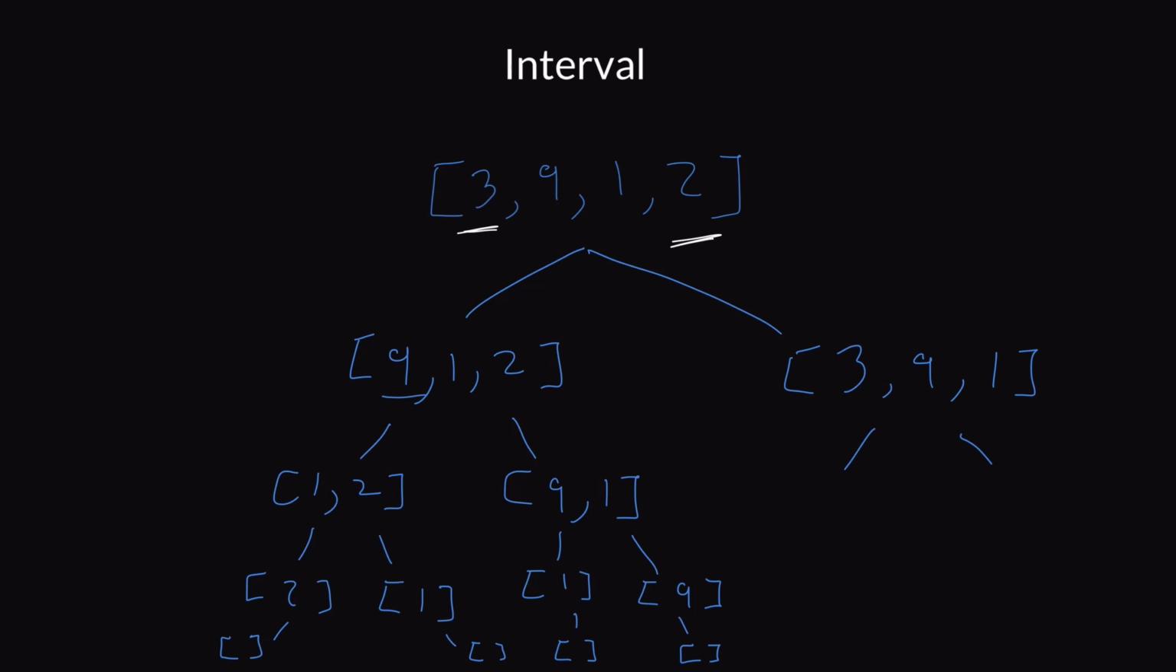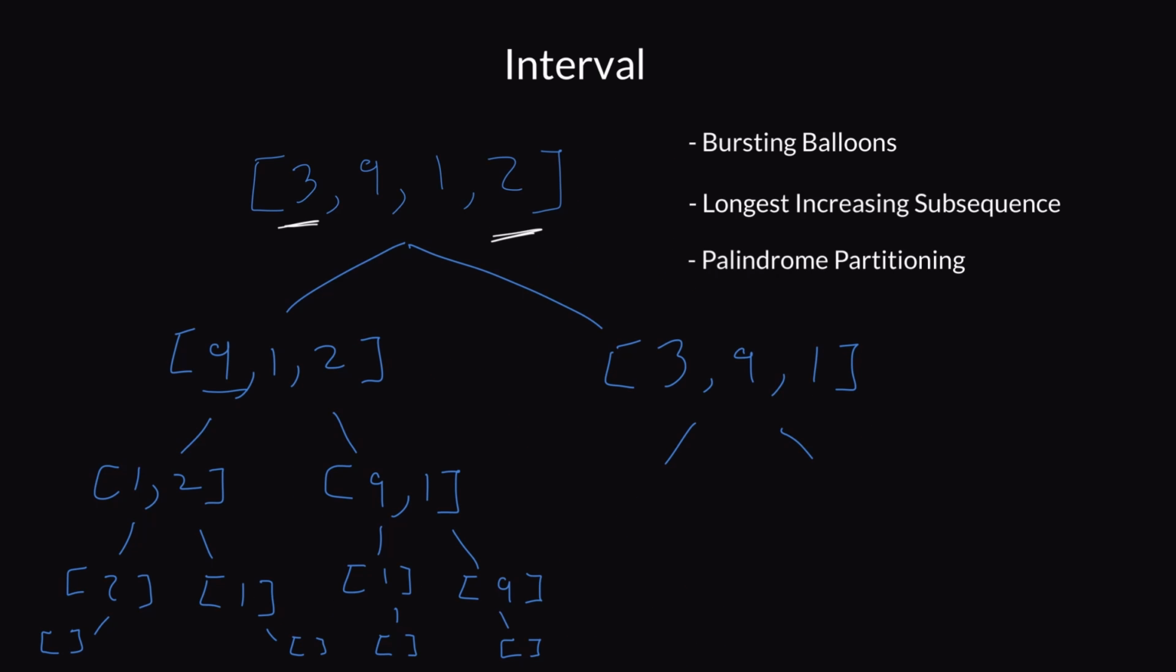Some things to look out for are keywords and phrases that suggest partitioning, subarrays, or subsequences. Basically, if you have to deal with subsequences in some capacity, and the goal is to find either the maximum or minimum value we can create or optimal game strategy, then you're likely dealing with an interval-based dynamic programming problem. And to round out this section, here are some problems that leverage this pattern. We have bursting balloons, longest increasing subsequence, and palindrome partitioning, to name a few.